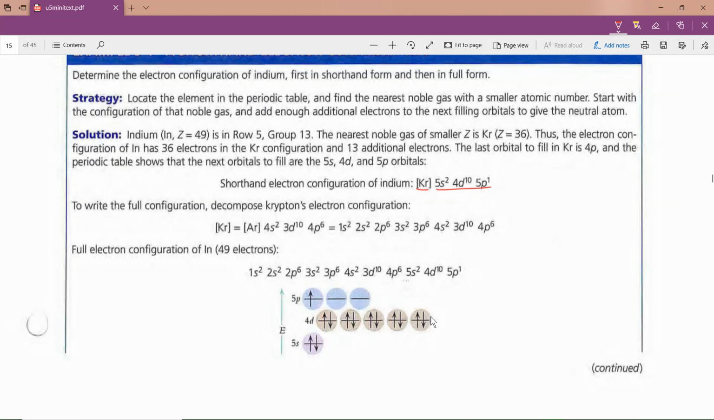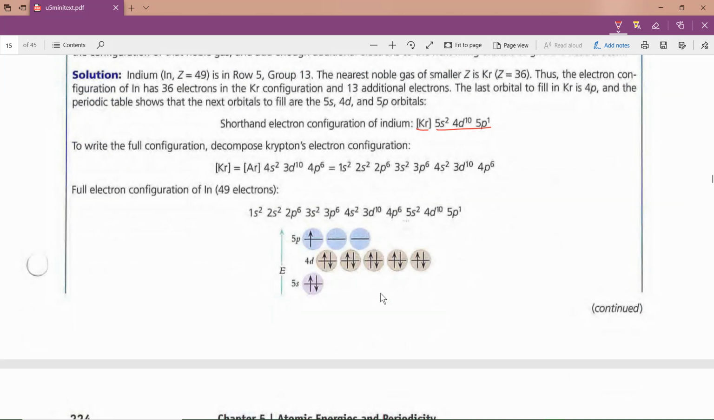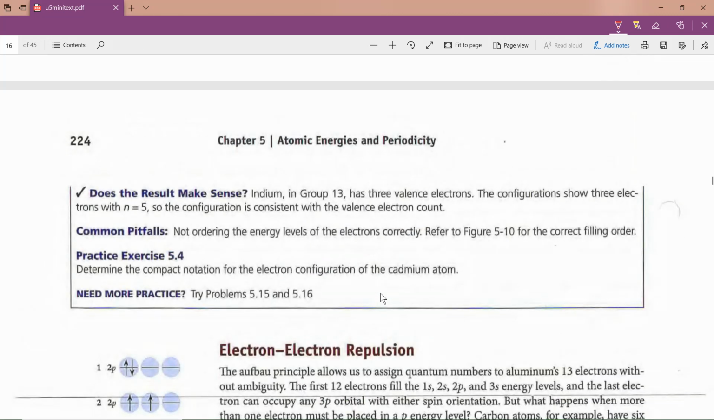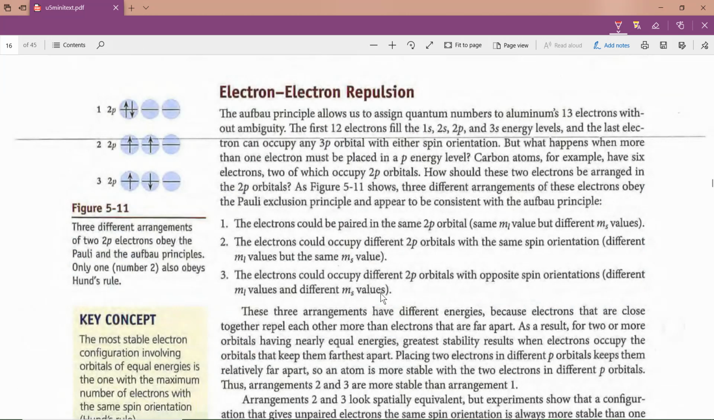And this book likes to, instead of the boxes, use these little circles, and that's okay. That's another method of doing it. So that's allowed. Hund's rule, I talked about that.